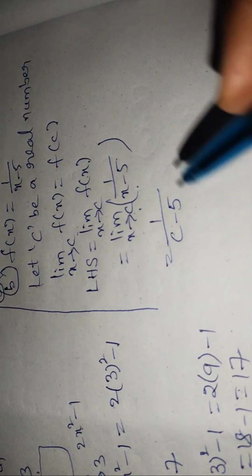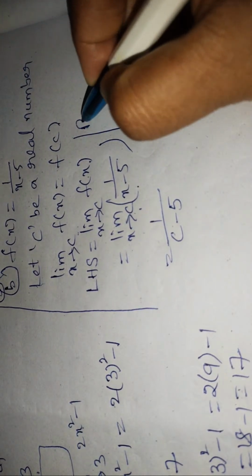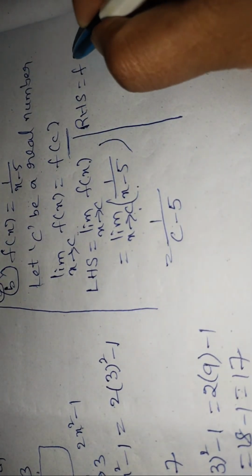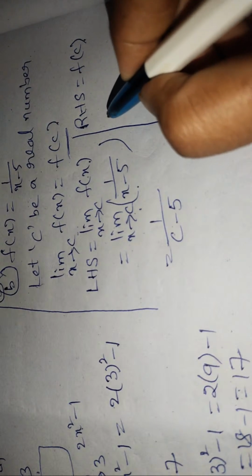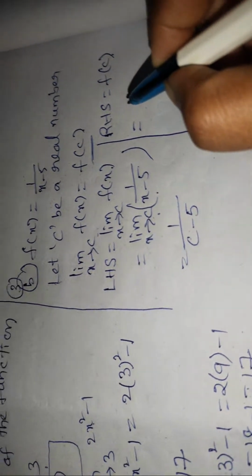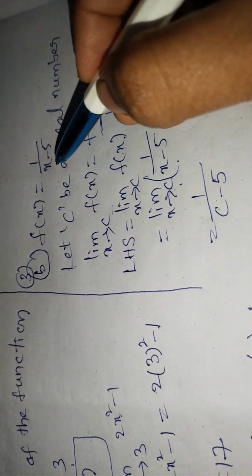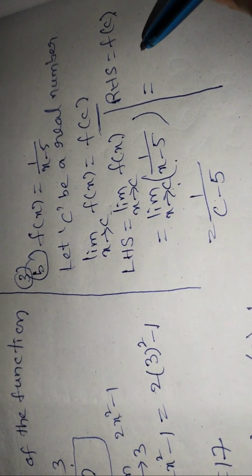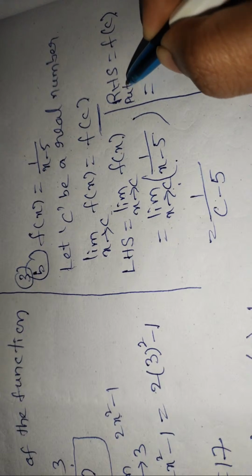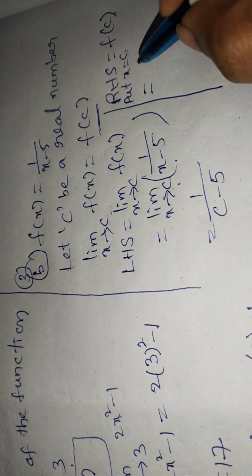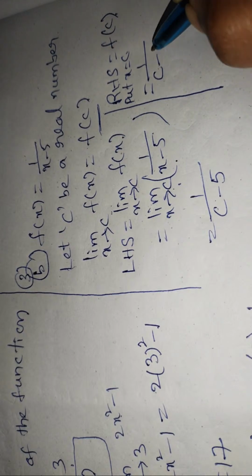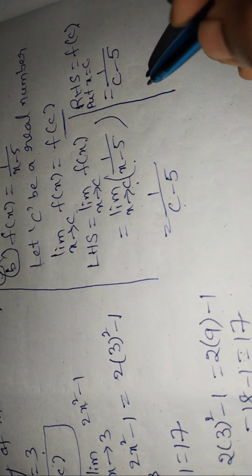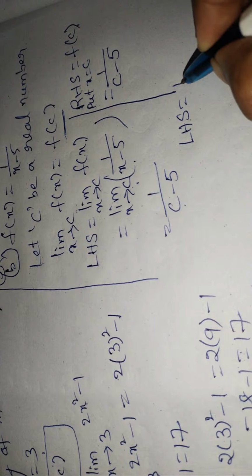So it is LHS. Now take RHS. What is RHS here? This is RHS. f of c. f of c is the RHS. And the given function is in terms of x variable. But I want to write RHS in terms of c variable. Simply put x is equal to c. So 1 by x is what? 1 by c minus 5. Both LHS, RHS are equal. LHS is equal to RHS.